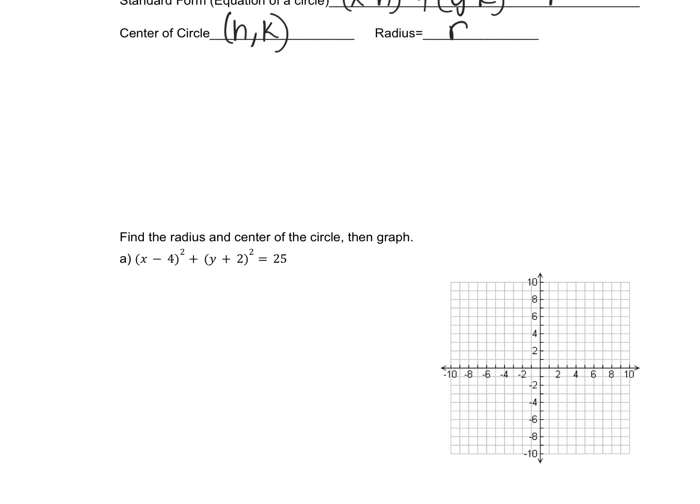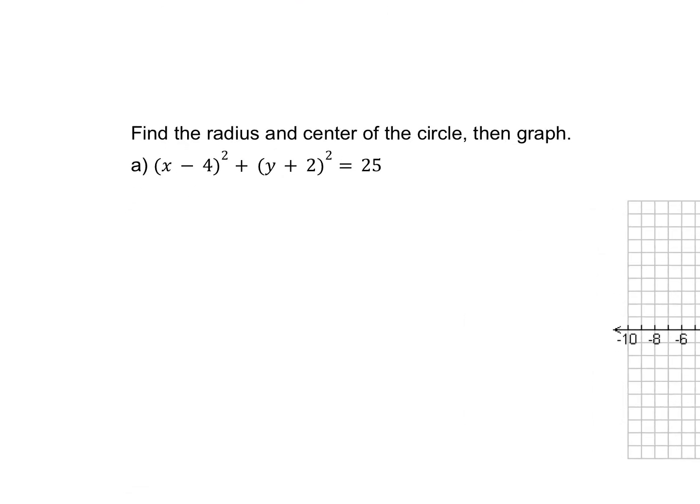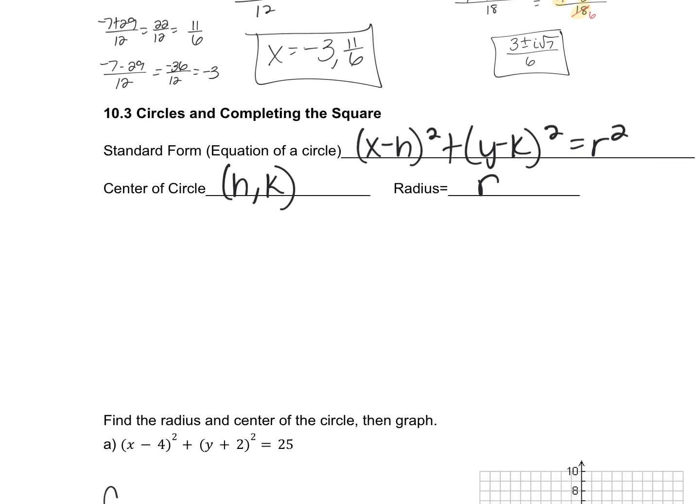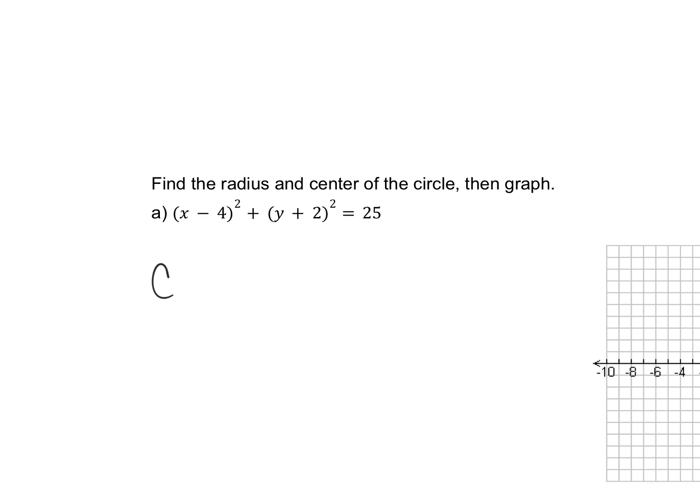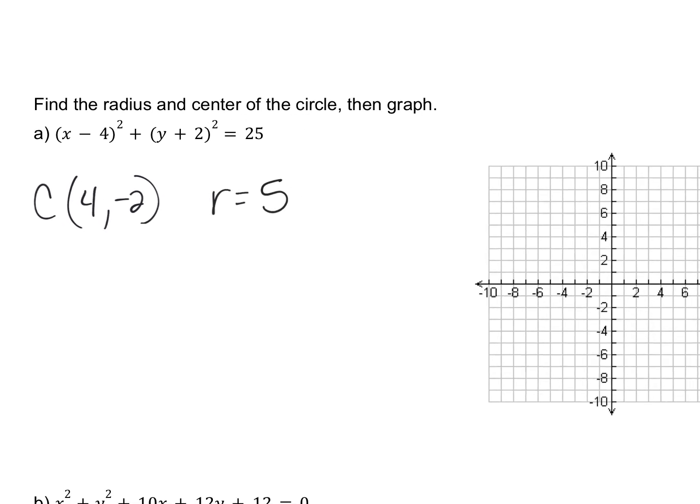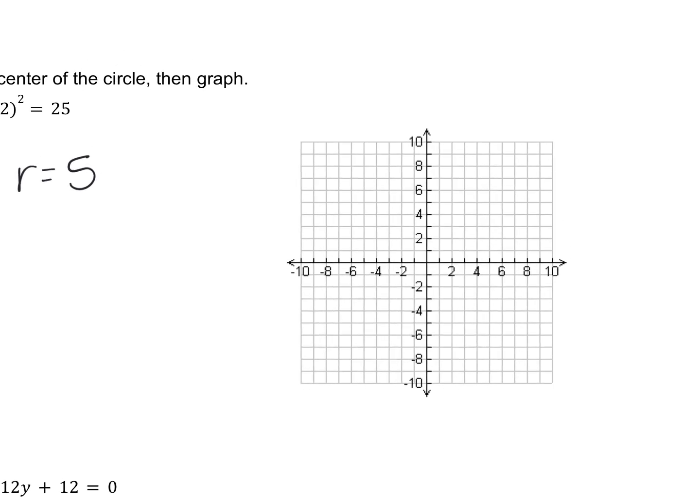Okay, so find the radius and center of the circle and then graph. So the center, remember, the formula is minus h and minus k, so you have to do the opposite for the center. So this center would be 4, negative 2, and your radius would be the square root of 25, which is just 5. So we're going to start over here at 4, negative 2, and then go 5 in all directions.